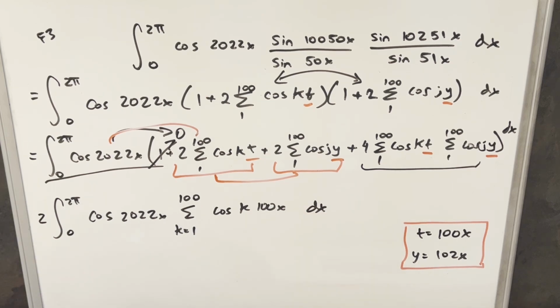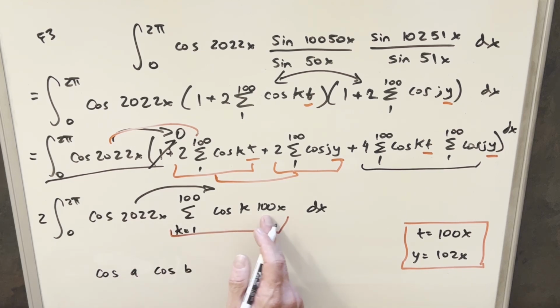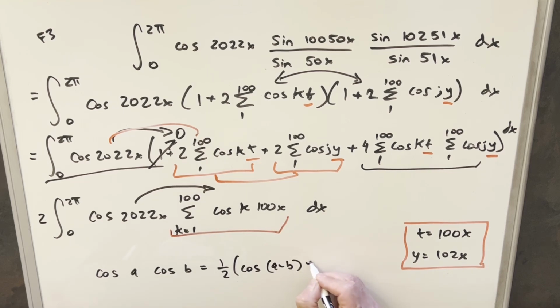And now from here, this integral is still kind of tricky because the problem is this is actually a sum of 100 terms. We could break it into 100 different integrals, but we're going to need a shortcut way to deal with this. Just notice that each of these is going to have the form cosine of a, where a is really 2022x, times cosine of b, where b is some multiple of 100x. We can use the product formula for cosine for this, and that's just going to be 1/2 times cosine of a minus b plus cosine of a plus b.